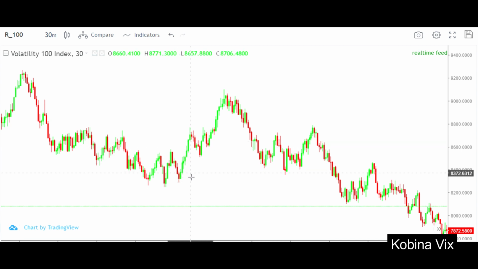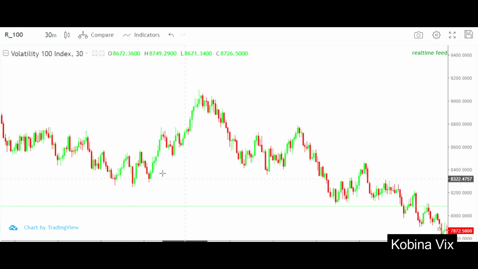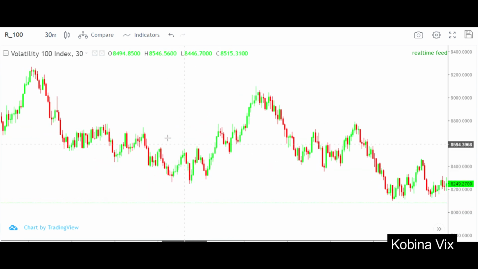So let's go back to the chart. We have this chart here. You know, on a smaller time frame, this is on the 30 minutes time frame. We could see the price was trending.